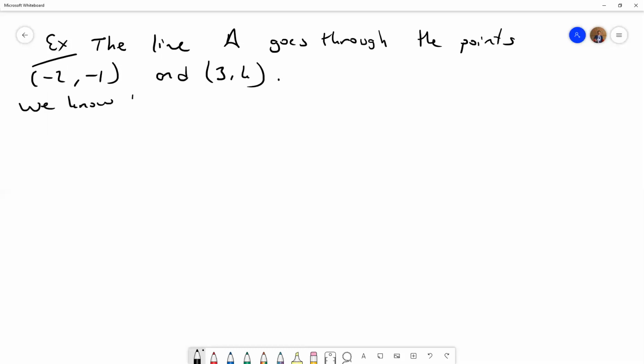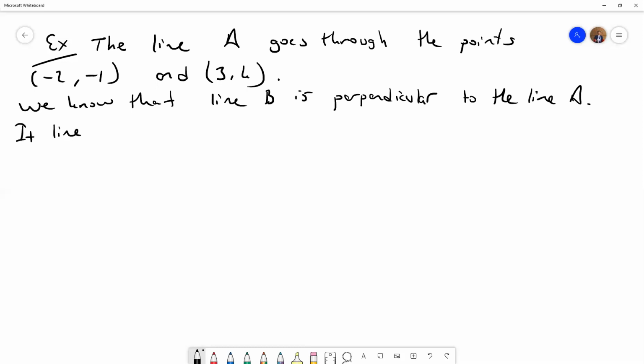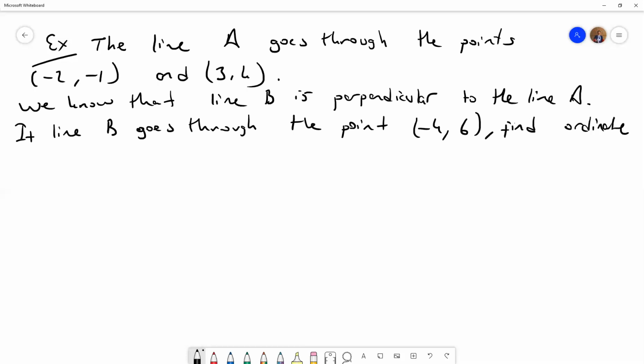We know that line B is perpendicular to line A. Now the question is: if line B goes through the point with abscissa -4 and ordinate 6, find the ordinate on line B when the abscissa is 4. Yeah, this is the question.